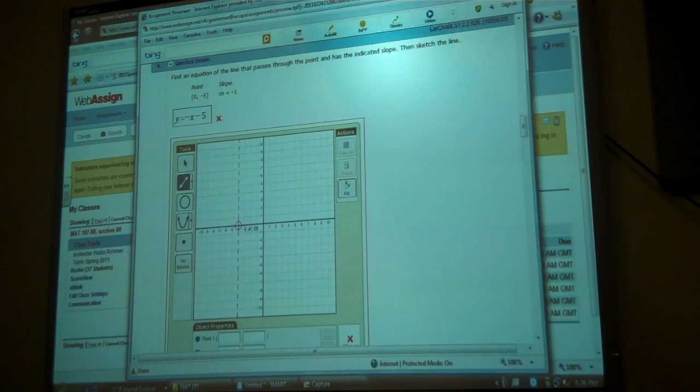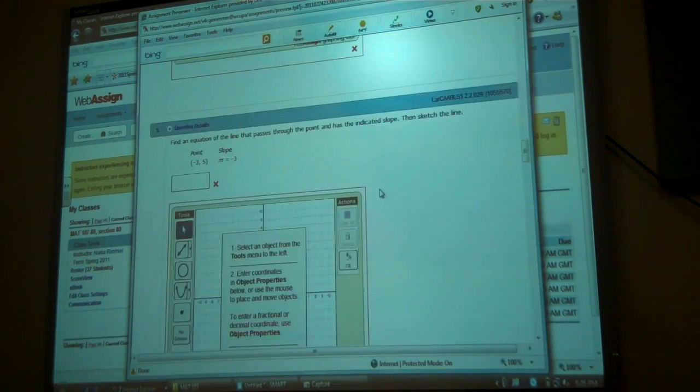Now we want to plot it. Zero, -5, and on the slope of -1. I mean, I don't know. We'll see.